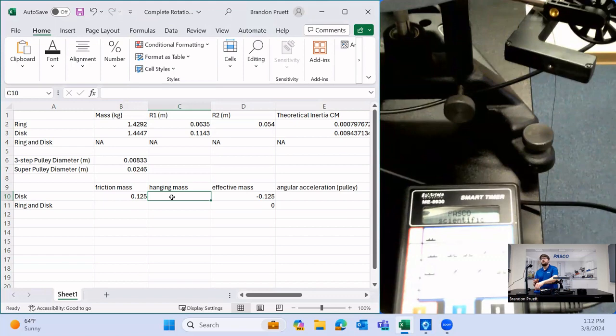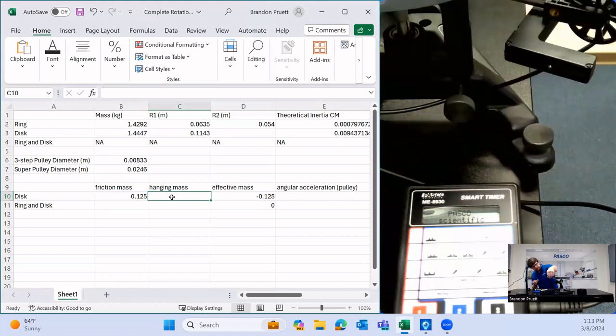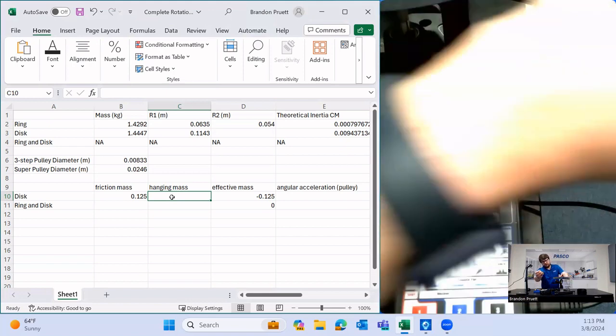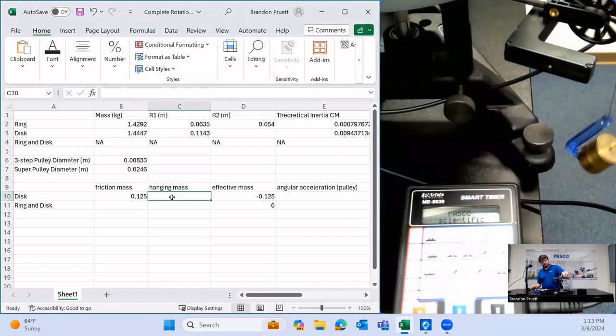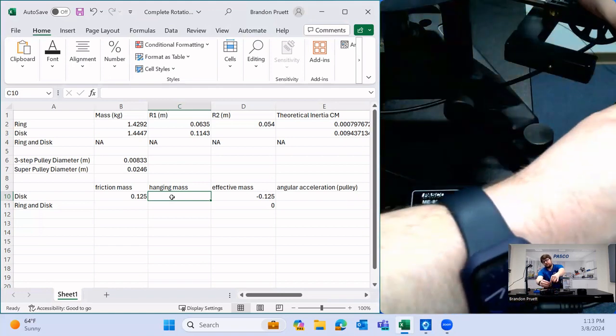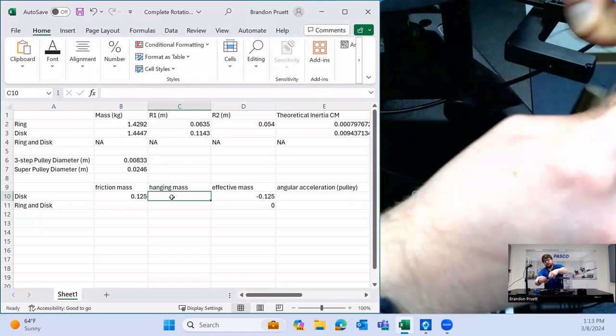So we'll just do, we'll do 200 grams here. And just like before, wrap this around several times. And then we'll suspend it. We can wrap it up a little bit too. So now on the smart timer, we want to measure the angular acceleration of the, actually, you know what? My apologies. Forgot to measure the mass of this.